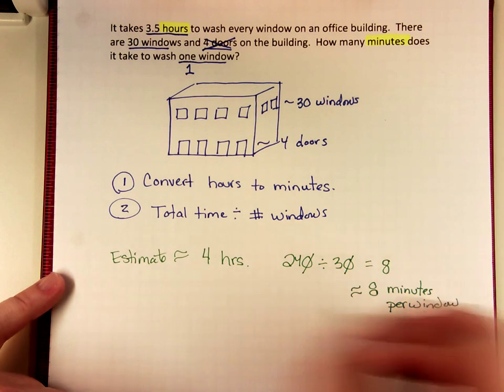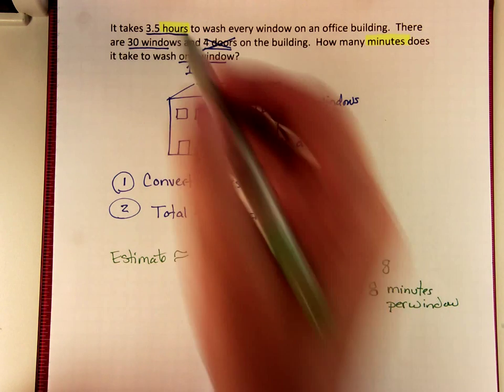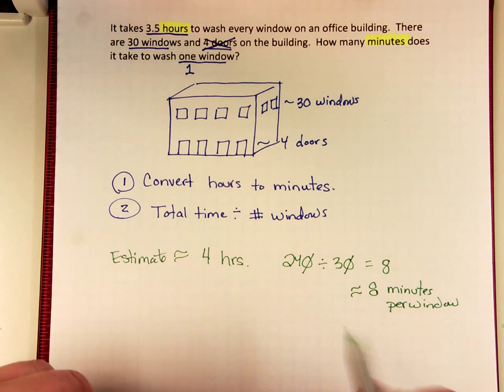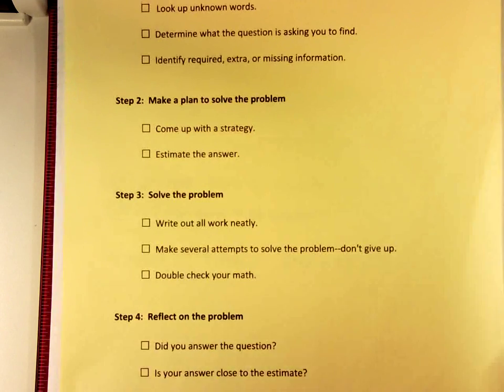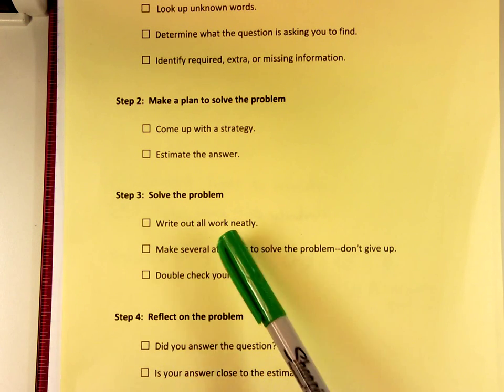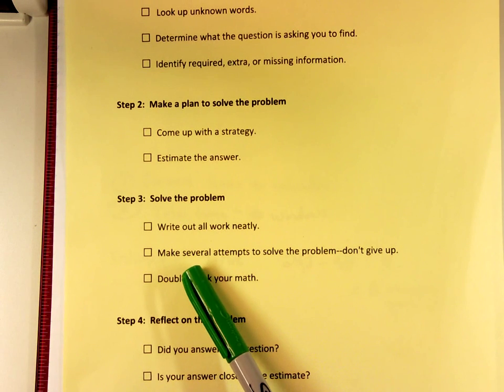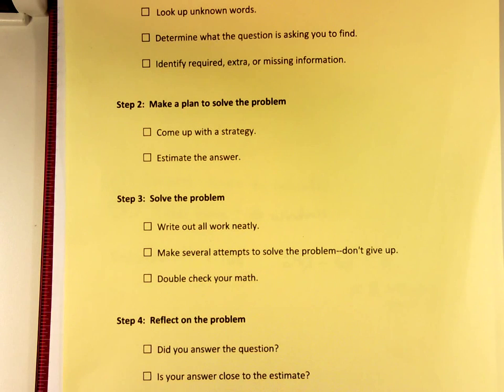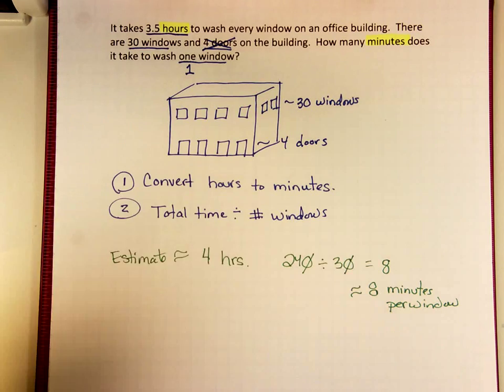And that's without using a calculator, and it's with rounding from 3.5 hours up to 4. I think my answer should be near 8 minutes. All right, let's get started solving the problem. Write out all work neatly, make several attempts to solve the problem, don't give up, and double check your math. We are ready to solve.